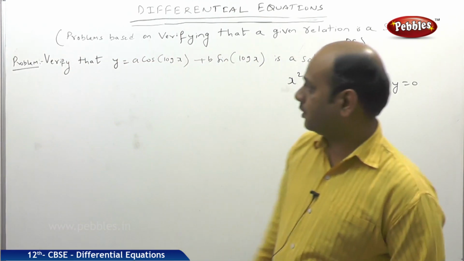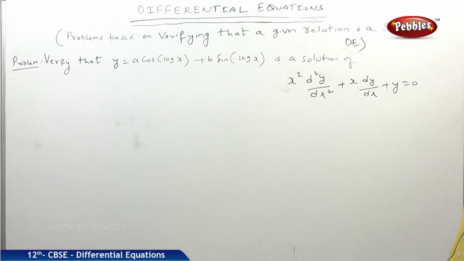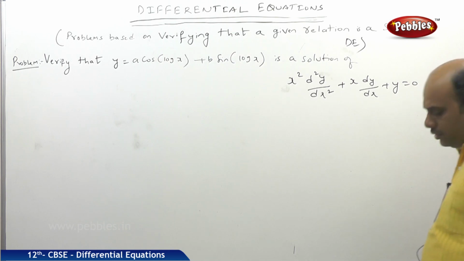Verify that y is equal to a cos of log x plus b sin of log x is a solution of the given differential equation. So again, this time a relation is given in terms of the dependent variable and independent variable. A nice question. It is asked in one of our CBSE final examinations also. Right. So how do we need to do it?